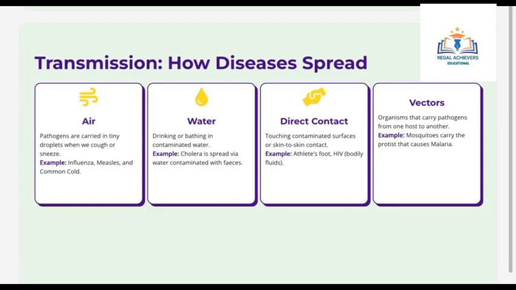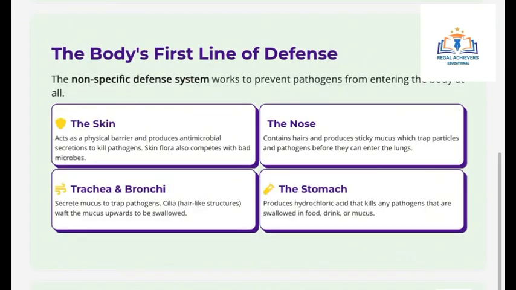But don't worry, your body has some amazing defenses. Your body is like a fortress, with a powerful first line of defense designed to keep pathogens out. Your skin acts as a physical barrier, while your nose and airways use sticky mucus to trap invaders. If any pathogens make it to your stomach, they face a bath of hydrochloric acid designed to destroy them instantly. These non-specific defenses are always on guard, but what happens if something gets past them?